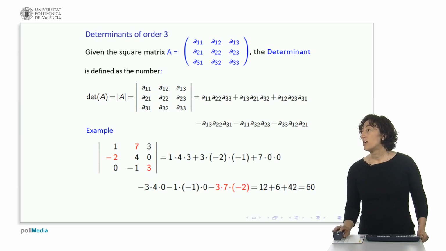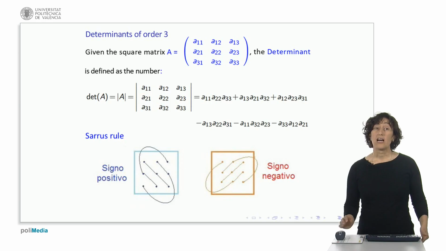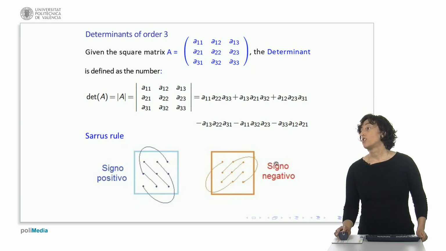This definition is a little difficult to remember. A good way to remember it is with what is known as Sarrus's rule, which tells us that the main diagonal plus the parallel times the one in front, and the other parallel times the one in front, all go with a positive sign. And with a negative sign go the secondary diagonal, its parallel times the one in front, and the other parallel times the other one in front. This is a rule that allows us to remember the sign that each of these products carries in a more visual way.